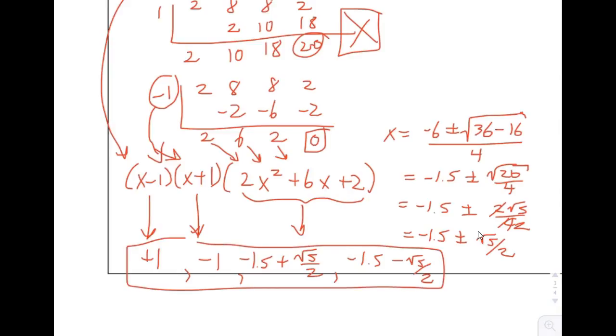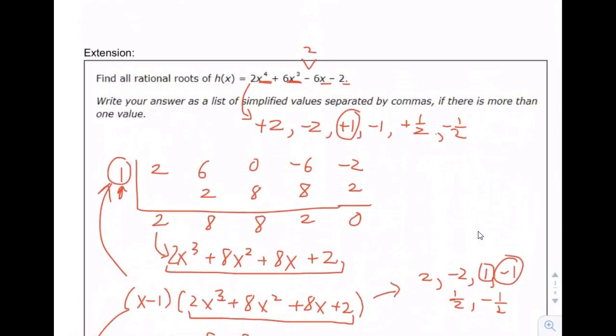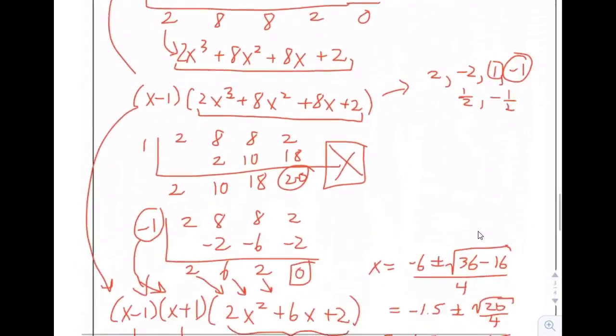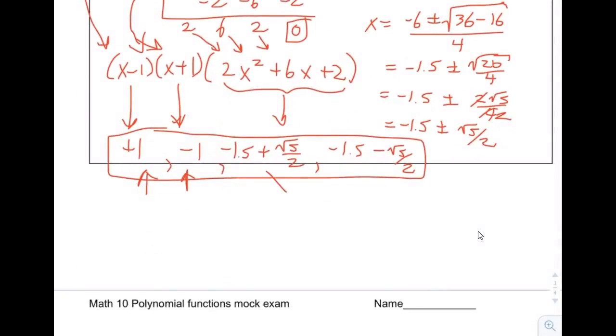So it has 4 roots, which makes sense because it was a 4th degree polynomial, and 2 of them are rational, and 2 of them are irrational. And what it asked me for is find all the rational roots. So actually, I didn't really need to find these because it didn't ask me for the irrational roots, and those are 2 irrational roots, right? Because it's got square root of 5 and it's irrational. So we only needed to find these 2, okay?